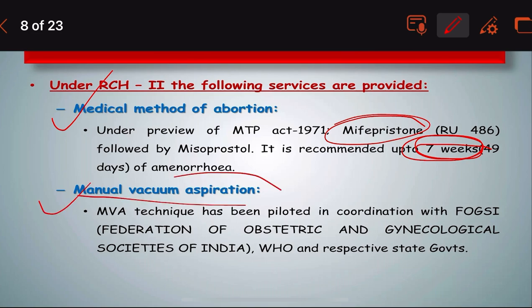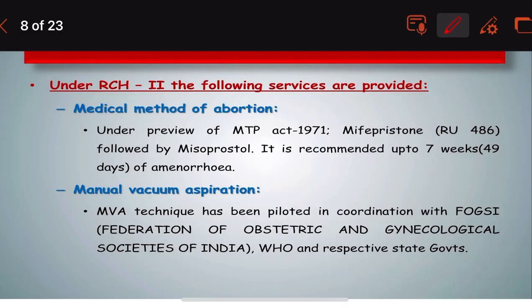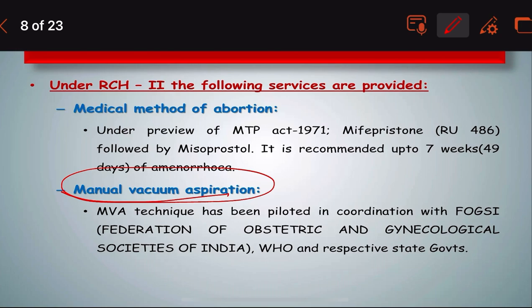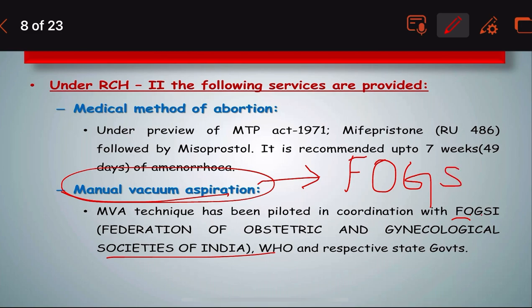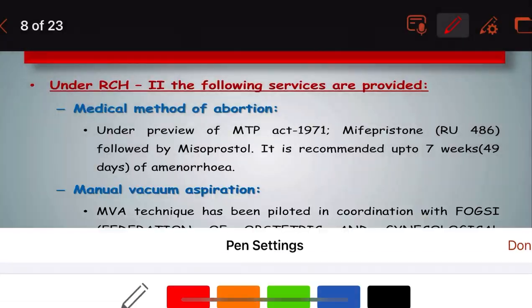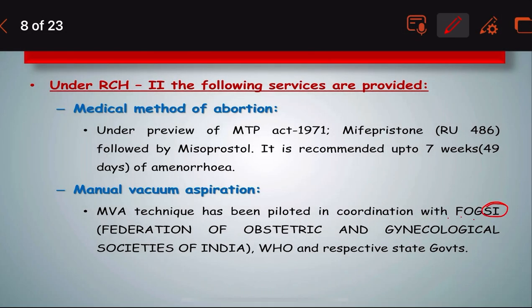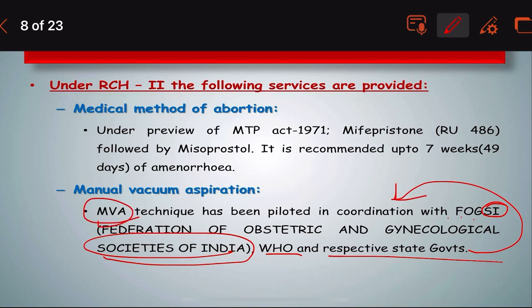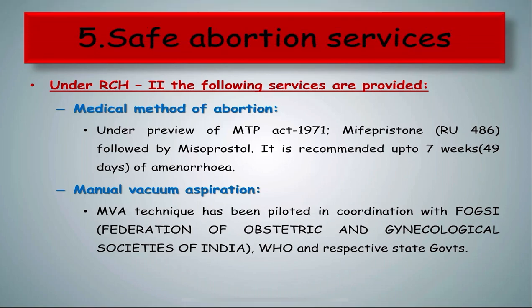Next, we have manual vacuum aspiration. Manual vacuum aspiration has been piloted in coordination with FOGSI, that is the Federation of Obstetric and Gynecological Societies of India, the World Health Organization, and the respective state governments, in coordination with RCH Phase 2, who are providing the manual vacuum aspiration.